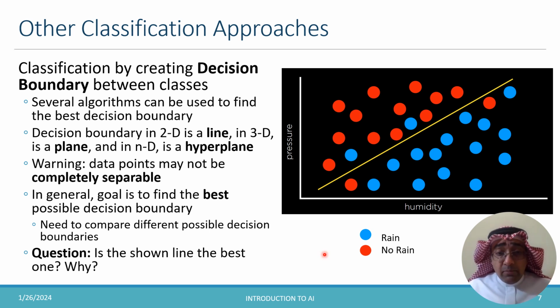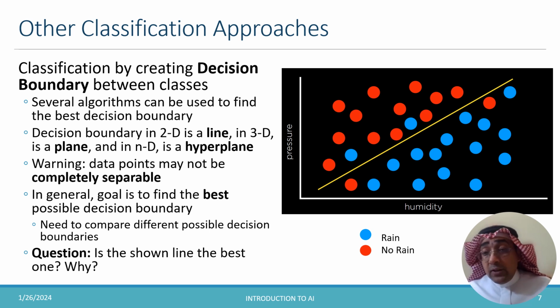Okay, is the shown line the best one? No, it's not the best one because there are a few points over here that are misclassified, but it works pretty well. Most of the time, it's going to predict correctly. It'll be a few times that it doesn't predict correctly, but based on the data that I have, this is not going to be an issue because this is the most I can do with the data that I have.